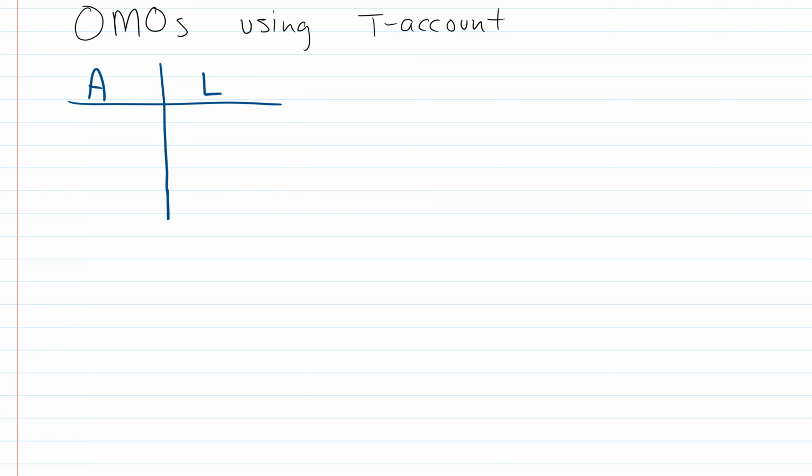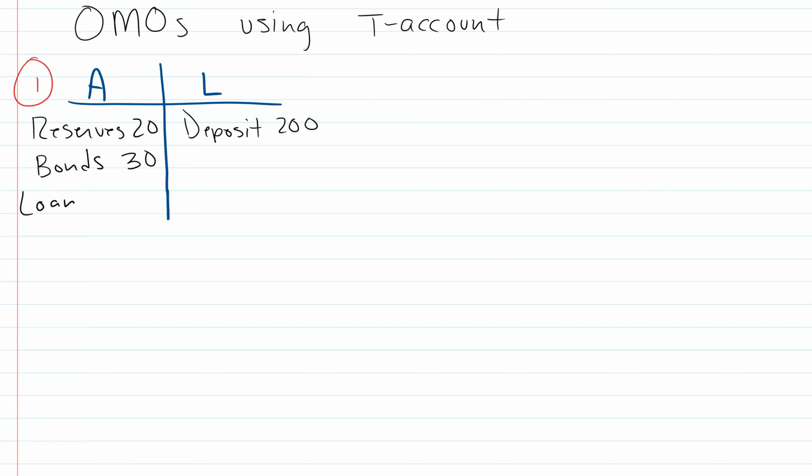I'll use A for assets and the liabilities of the bank. Okay, so let's suppose we'll start with this. We'll call this 1. This is before, right? This is the situation for the bank. So let's suppose the bank has 200 million in deposits, and in reserves it has 20 million. And it owns 30 million of these T-bills, and it has 200 million of loans. And then we find the net worth of the bank by adding up the assets and subtracting the liabilities. So the net worth is 50 million. Okay, so this is the idea.